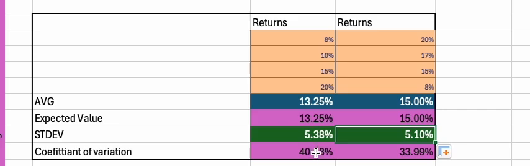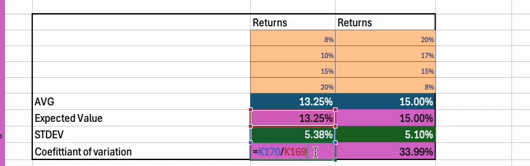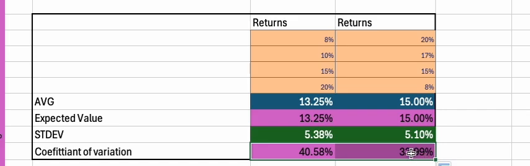Now, for coefficient of variation, all you do is you're going to take your standard deviation and divide it by your expected value, and you end up with 40.58%, and you just have to drag this over, which gives you 33.99%. So that's the calculation for coefficient of variation, and there will be more problems coming in about this.